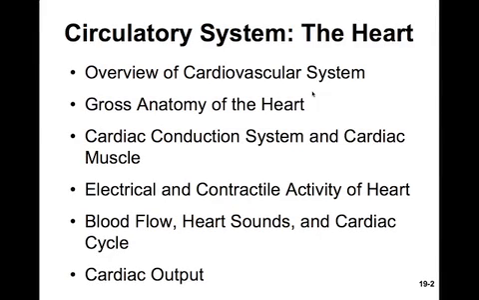So here we are in our second chapter in the circulatory system. In this chapter, we'll be addressing everything about the heart. We're going to look at the cardiovascular system in general, the gross anatomy of the heart, that is, the physical features we can see, as well as the cardiac conduction system and how cardiac muscle works, the electrical and contractile activity of the heart, as well as blood flow, heart sounds, and the cardiac cycle. At the end, we'll consider cardiac output.